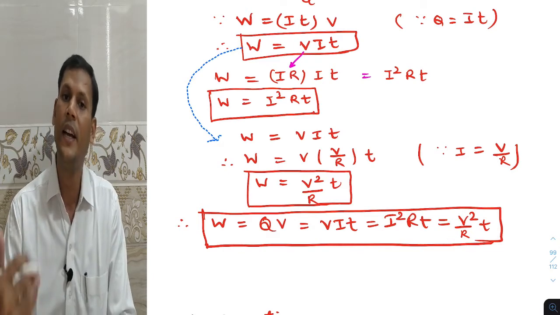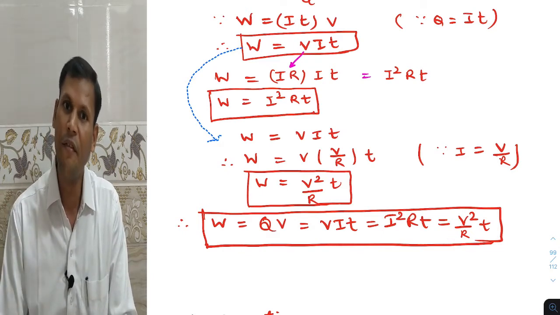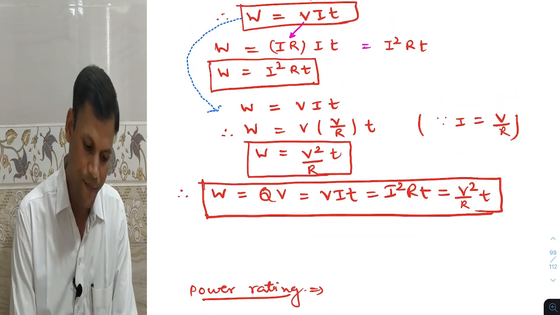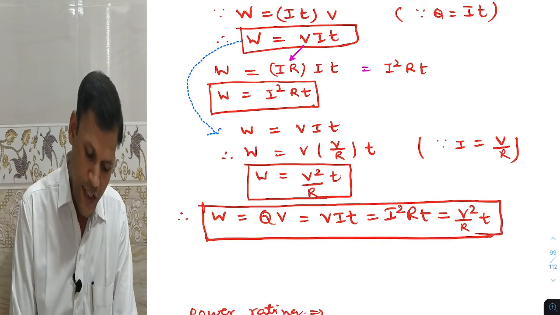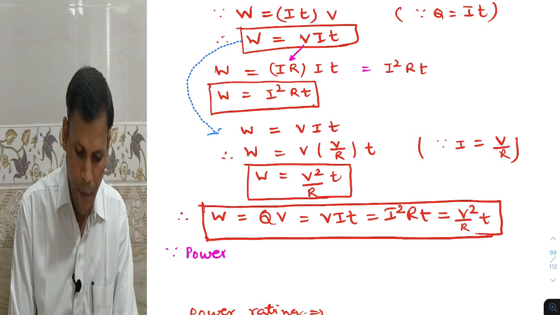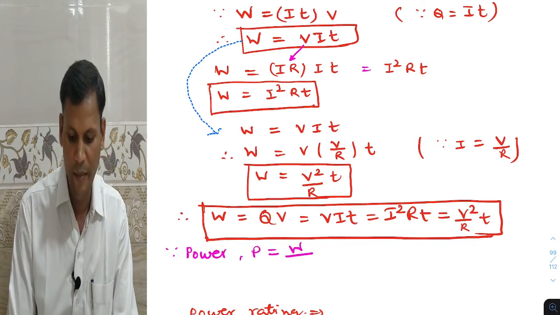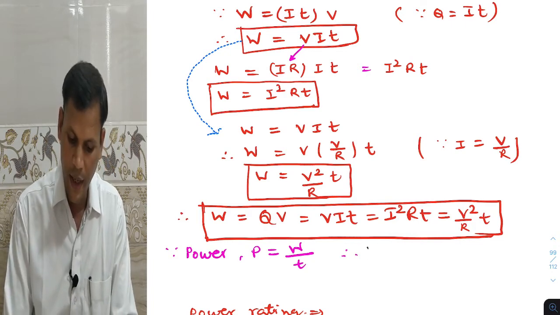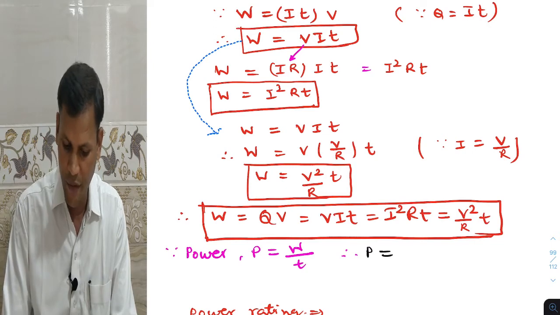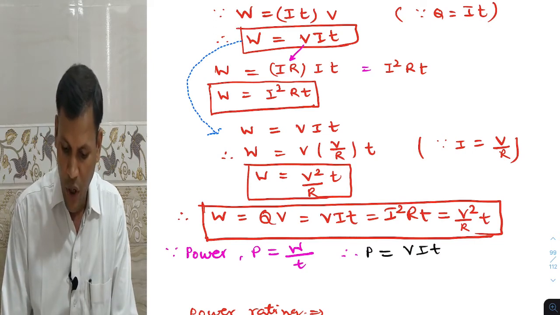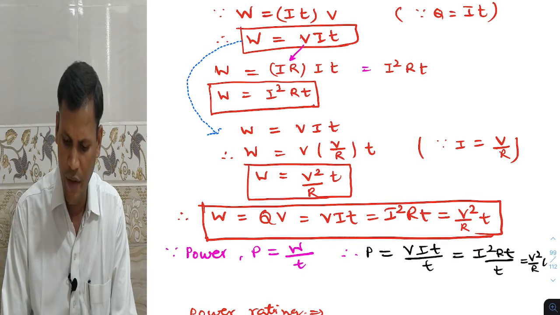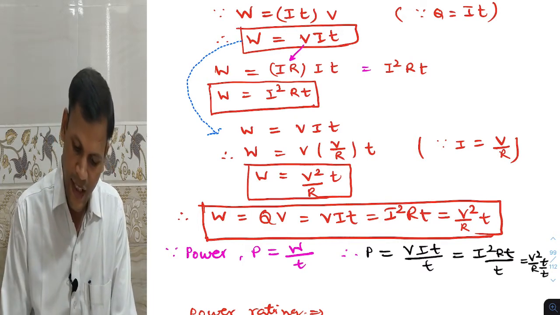Next part we have studied in this one is power, the rate of doing work, and work is a form of energy. So we can write the formula for power. Power P is equal to work done upon time. So power will be work done upon time. Work done is VIT upon T. It is I square RT divided by T, is equal to V square by R into T divided by T. So everywhere T and T will get cancelled.